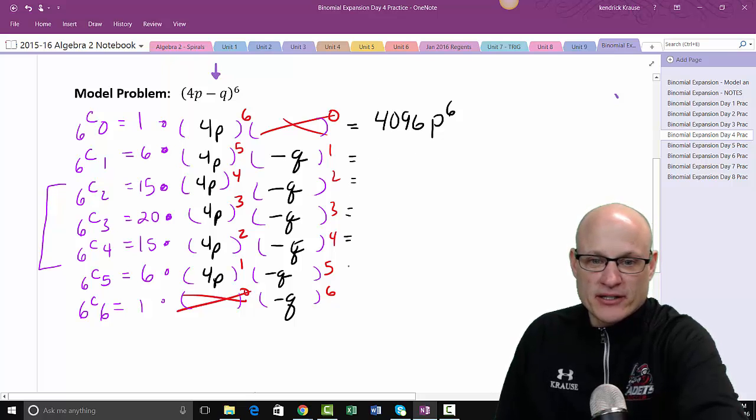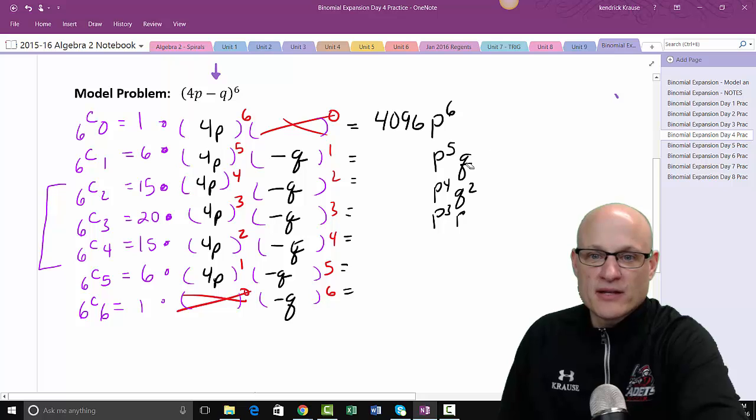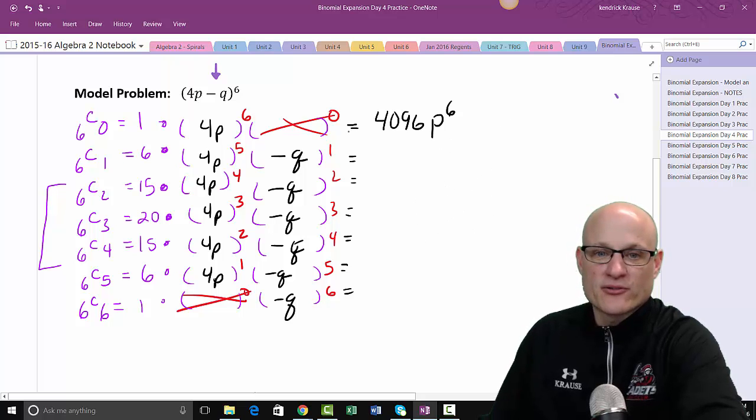Now, if you're a smart kid, and by now you've probably figured it out, this one's going to be p to the 5th q. This one's going to be p to the 4th q squared. Remember, the exponents have to add up to 6 every time. P cubed. It's a mess, kids. It's an absolute disaster.